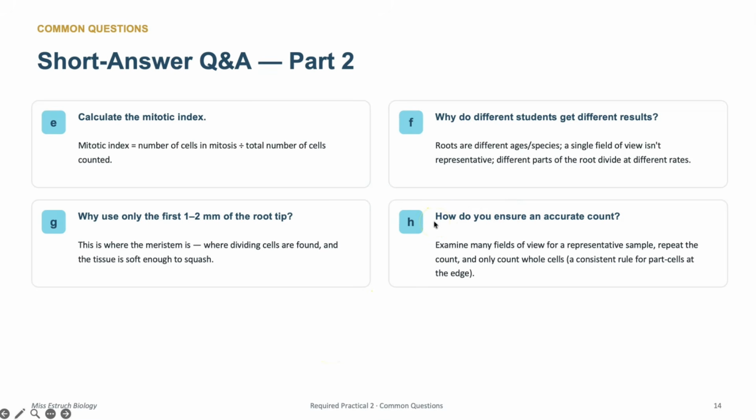And then how can you ensure an accurate count when you're doing your mitotic index? Again, it's going back to this idea of examine many fields of view for a representative sample, repeat the count in that same field of view to make sure you haven't miscounted, and only count whole cells as a consistent rule for parts of cells at the edge.